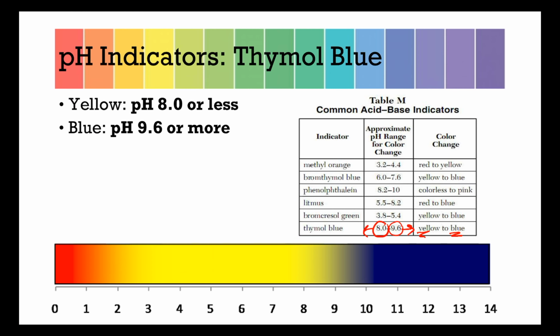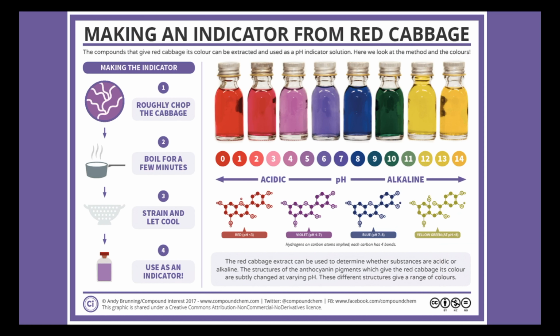Now, you can make indicators at home. If you have red cabbage, you can chop it up, boil it, strain it, and use it as an indicator. And then this kind of tells you what color things may be. And depending on the color, it depends on what the pH is. So if you have red cabbage at home, this is a pretty cool, pretty safe experiment too.